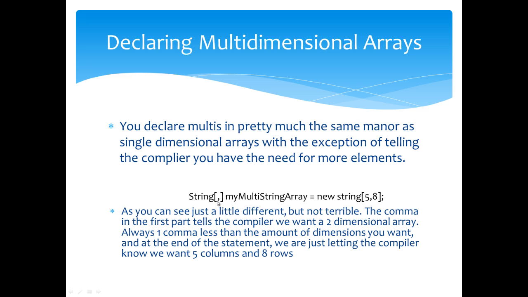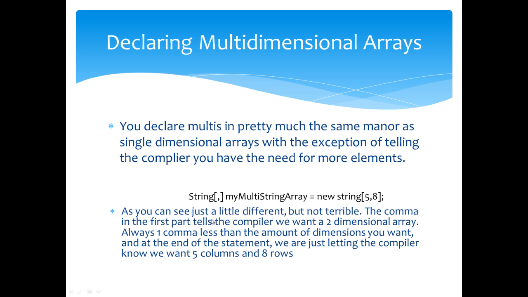With the commas, you always put one less comma than how many dimensions you actually want. So if you have 2, you have 1 comma. You can think about it this way: as you can see here, we have 5, 8, and that gives us our 2 dimensions. Well, here it's just the comma separating the 2 dimensions, with no numbers there. And again, we have the rows and columns here. It's just a little bit different.